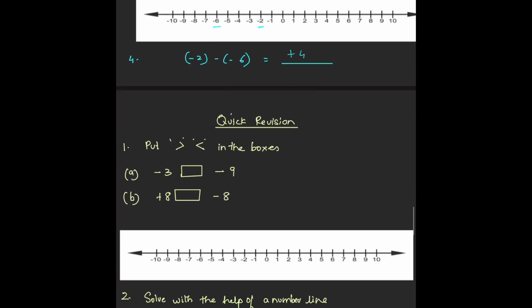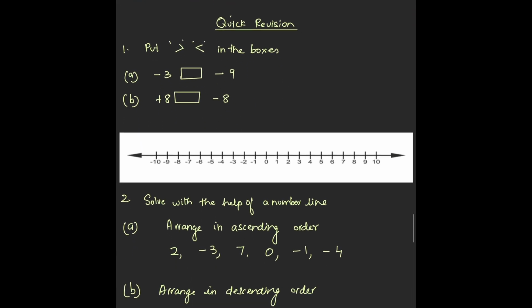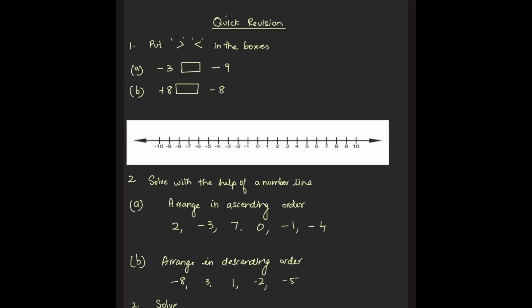Okay, I want to do a quick revision of whatever we did so far, right from the beginning. I'm not going to get into deep explanation again. So just see, putting the greater or the smaller sign. In the first case, both are negative, so the smaller number is the larger one. Plus 8, minus 8. Which is greater? The positive is always greater than the negative. Solve with the help of a number line.